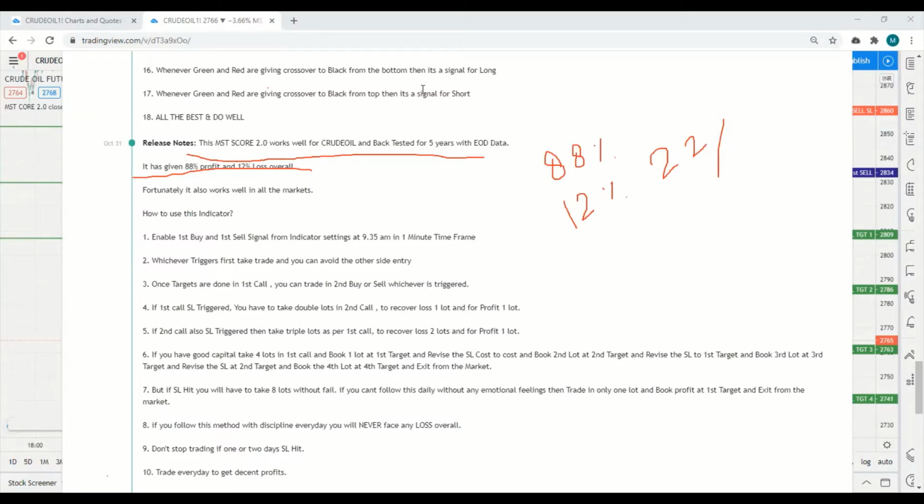then we are getting 522.72 points. How many points? 522.72. So leave these 22 points for brokerage, and you are getting 500 points in a month.